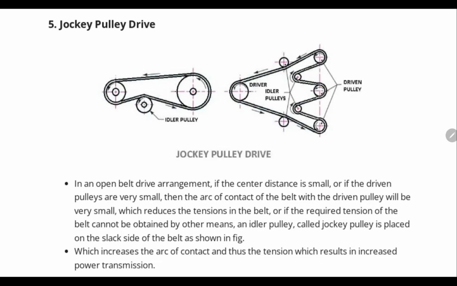This is another arrangement, which is called a jockey pulley drive. In an open belt arrangement, if the center distance is small or if the driven pulleys are very small, then the arc of contact of the belt with the driven pulley will be very small, which reduces the tension in the belt. Or if the required tension of the belt cannot be obtained by other means, an idler pulley called a jockey pulley is placed. So in this particular type of drive, an idler pulley or jockey pulley is placed.